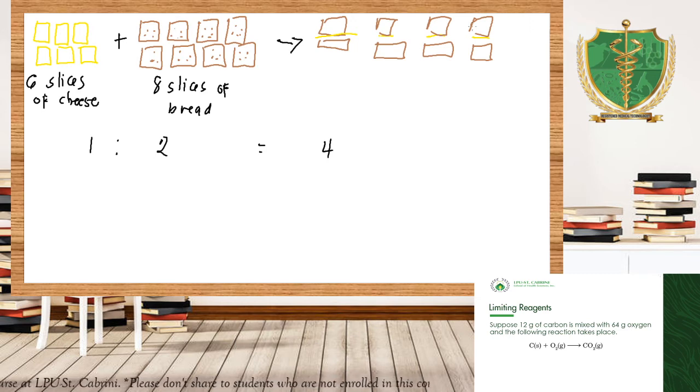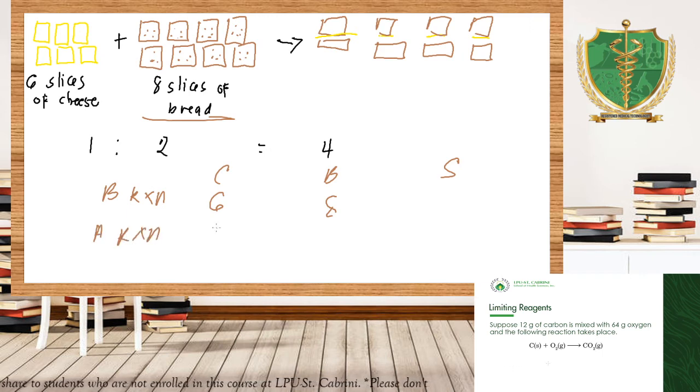Now, the question is, between cheese and bread, which is our limiting reagent? Ano yung unang naubos? Ang unang naubos sa'yo is our bread. Okay? So, before the reaction, cheese and bread in our sandwich: before reaction, we have 6 slices of cheese. We have 8 slices of bread.